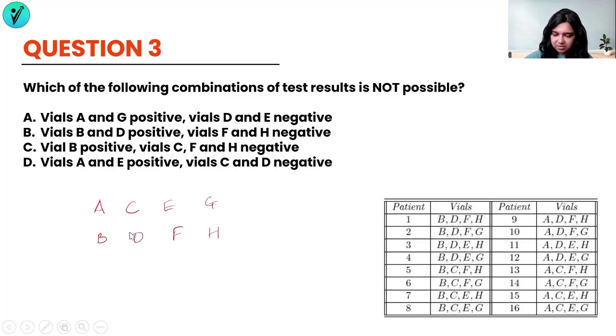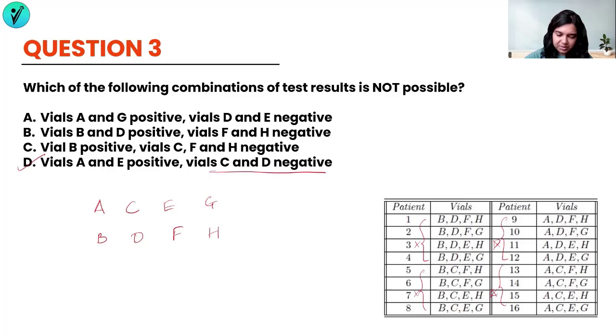Now, this is something I can't have. If C and D are negative, 1 to 4 has D, so they are out. 5 to 8 has C, so they are also out. 9 to 12 have D, they are out. And these have C, they are also out. That means all my patients are tested negative and I cannot have somebody with the disease.